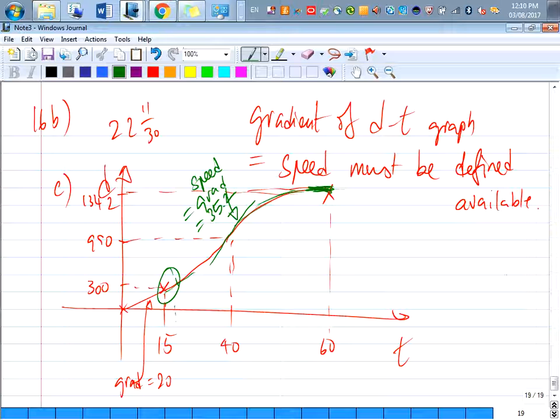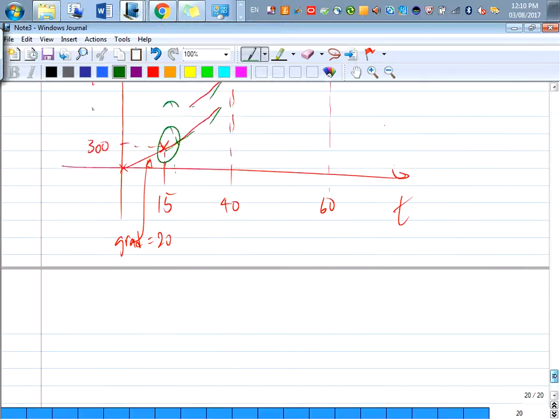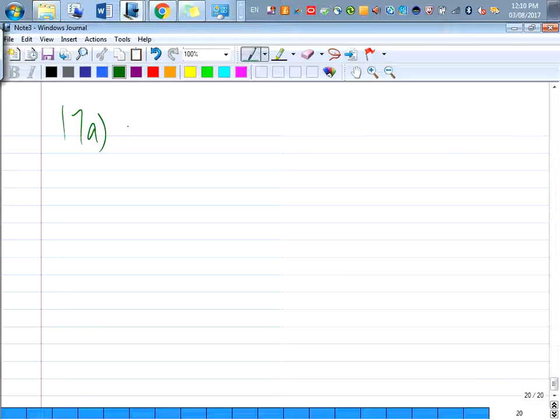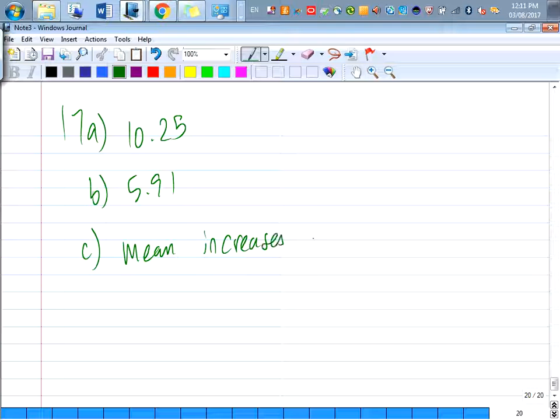All right, question 17 is quite okay. 17A, answer 10.25. 17A, 10.25. B, 5.91. C, the mean increases by, yes, by 2 minutes. You cannot just say it increases. S.D., I'm just writing in short form, no change.